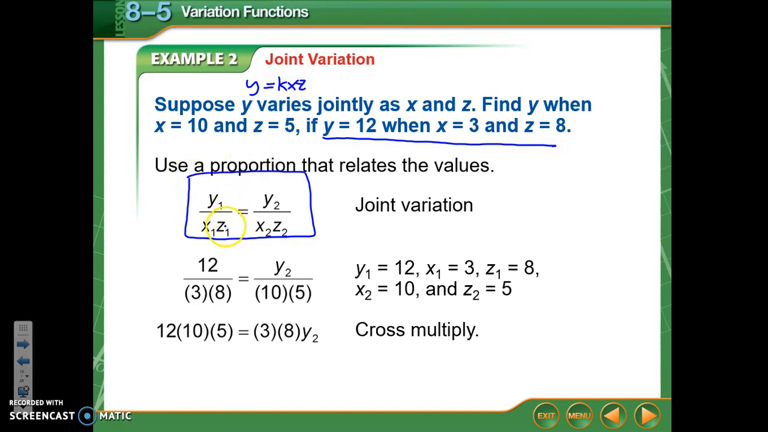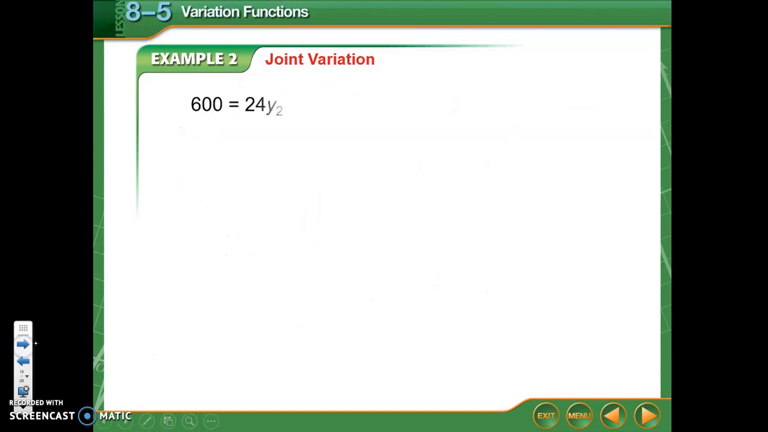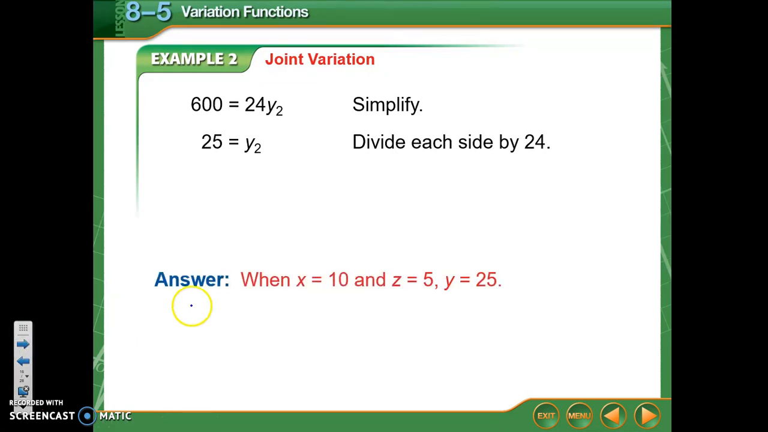So it's very similar to the direct variation, just that x and z are together, jointly varying. So y1 over x1 z1 equals y2 over x sub 2 z sub 2. Then I plug in what I know. I know that y is 12 when x is 3 and z is 8. So I need to find y when x is 10 and z is 5. So basically we cross multiply and we end up with 24 times y sub 2 equals 600. And when we divide by 24, we get y sub 2 equals 25. So when x equals 10 and z equals 5, y equals 25.